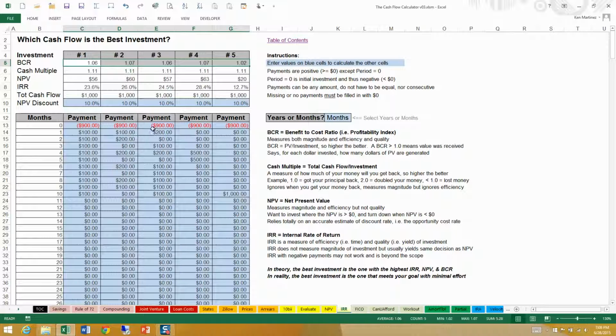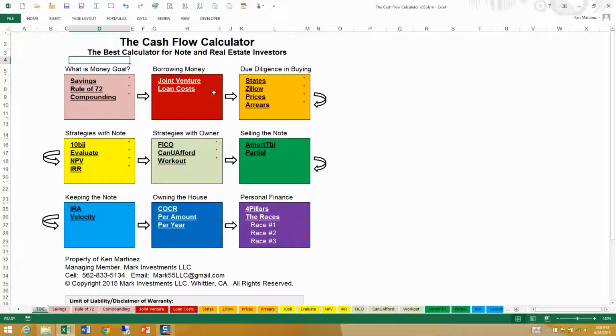Anyhow, you can evaluate up to 5 cash flows. And that's it for today for Strategies with the Note.